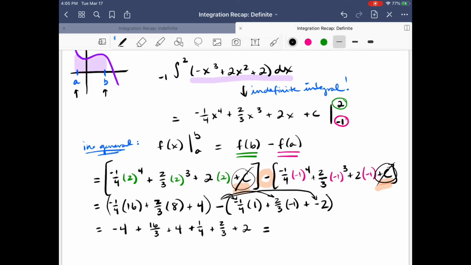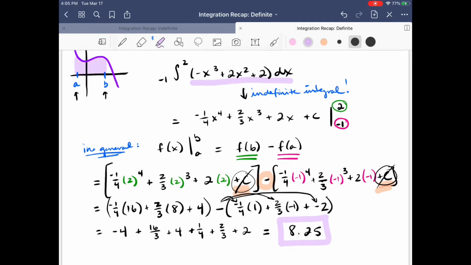So when I add these all together, I get a grand total of 8.25, and a quick double checking of an integration calculator confirms that the integral of -x cubed plus 2x squared plus 2 from -1 to 2 is in fact 8.25. And that's it. That's all I do. I find my indefinite integral, plug in my b's, subtract what happens when I plug in my a's, I get a number, and that's the area under my curve.